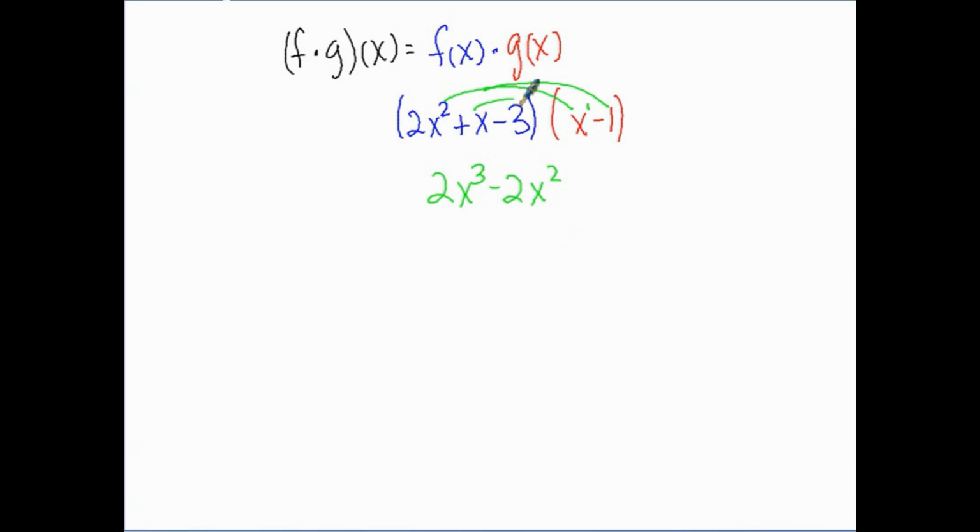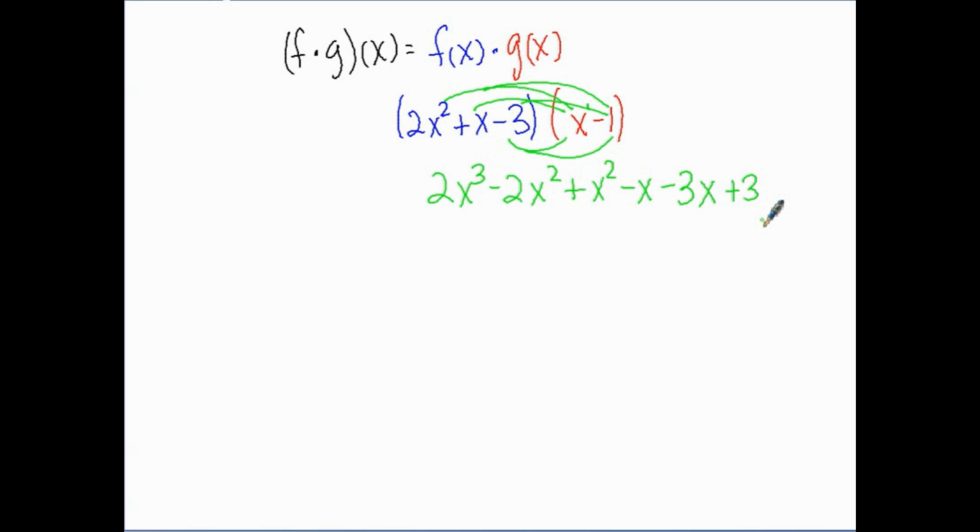Now I'm going to take x and multiply it into both of those again. So x times x gives us x squared. And then x times negative 1 gives us minus x. Just switch the sign. So minus 3 times x, our last bit to go, so minus 3x. And then minus 3 times negative 1, so that's going to be a positive 3.